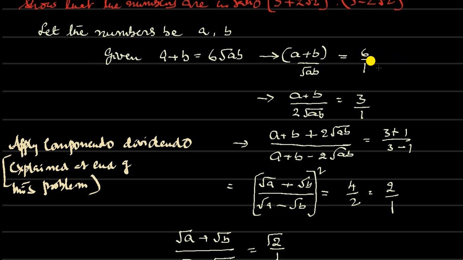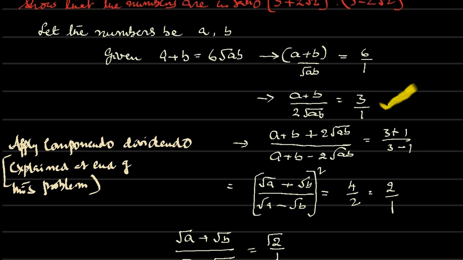We'll make this as 3 and take 2 here. (a plus b) by 2 root ab is 3, because we are going to apply componendo dividendo. This plus this by this minus this. (a plus b plus 2 root ab) divided by (a plus b minus 2 root ab) equal to this plus this, 3 plus 1, divided by this minus this. That is componendo dividendo.